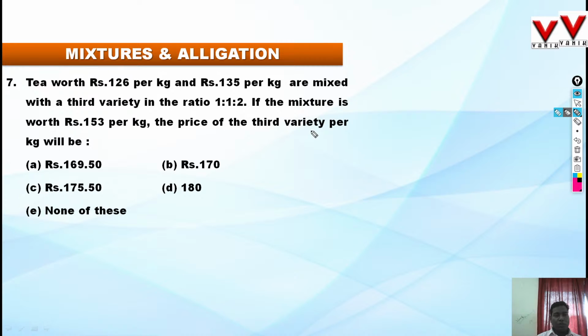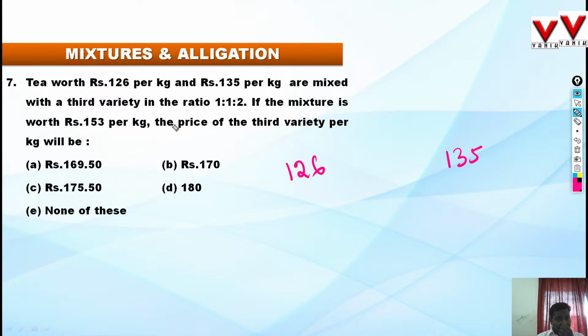Different types of questions for your preliminary exams. At first, you have to understand the concept of the question. If you know the concept, then you are eligible to solve various types of questions from this chapter. Tea worth 126 rupees per kg, and 135 rupees per kg. The ratio of the three varieties of tea is 1:1:2.